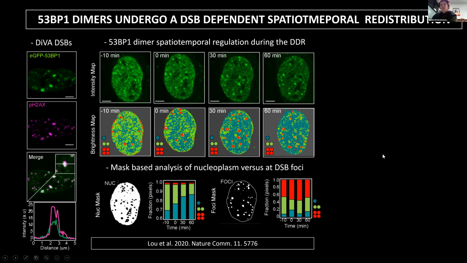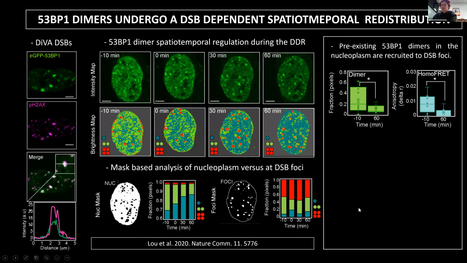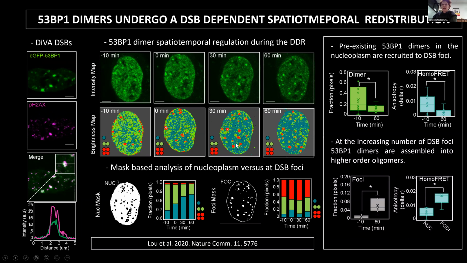But to confirm this, we perform this analysis across multiple cells, and via a mask analysis, we're able to demonstrate that there is a significant reduction in 53BP1 dimer from the nucleoplasm as a function of time. And while the composition of the 53BP1 foci does not change as a function of time, it's the number of foci that does change. So when you lose the 53BP1 dimers from the nucleoplasm, as detected by the brightness analysis and verified by HOMO-FRET, you see an increase in the number of foci that are formed, and at these foci, you see an increase in oligomer formation.